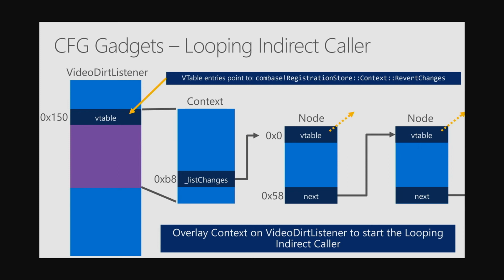So what I can do here is have this VideoDirtListener object, and overlay this context structure into it, such that when the virtual function call is made on the VideoDirtListener, it actually calls this revert changes function, and that kicks off this loop where I get to make an unlimited number of virtual function calls. So that's great. I've boosted my capabilities a little bit, right? Instead of only being able to make one virtual function call when the virtual machine reboots, I can now make an unlimited number.